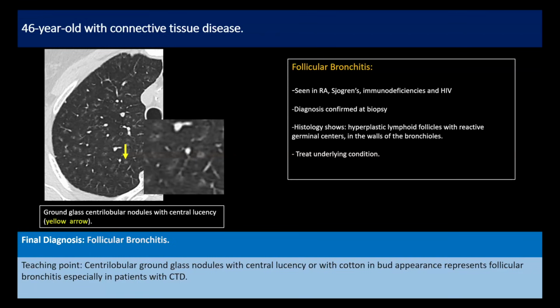So centrilobular ground glass nodules in a peribronchial distribution with or without cotton bud appearance, especially if persistent, should make you think about follicular bronchitis in patients with connective tissue disease.